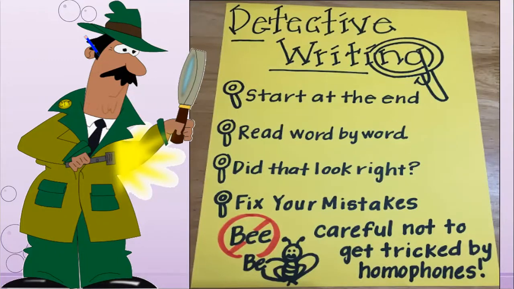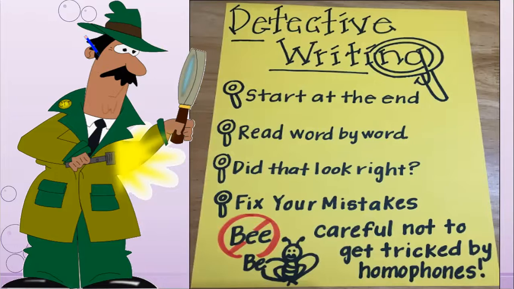So the first thing that we do is we're going to start at the end of our writing. And I know that may seem a little odd because when we read a book or a magazine or a newspaper, when we read anything, we always start at the beginning, at the first word. So it may seem a little odd to start at the end. It's going to sound a little weird at first, but it'll become more natural once we start to do it. And then after that, we're going to read word by word.